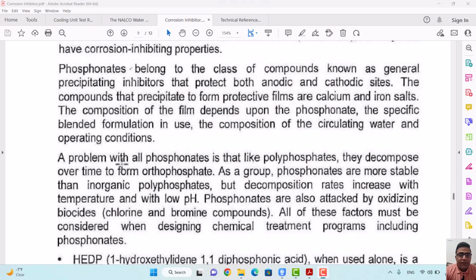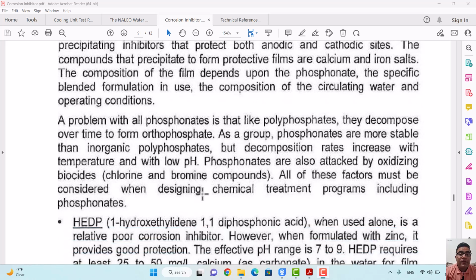A problem with all phosphonates is that, like polyphosphates, they decompose over time to form orthophosphates. As a group, phosphonates are more stable than inorganic polyphosphates, but decomposition rates increase with temperature and with low pH. Phosphonates are also attacked by oxidizing biocides such as chlorine and bromine compounds. All of these factors must be considered when designing chemical treatment programs, including phosphonates.